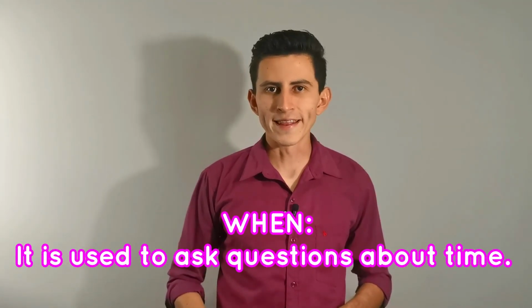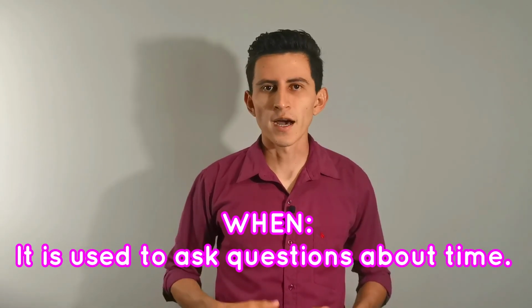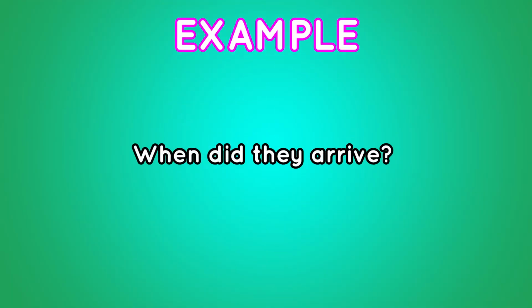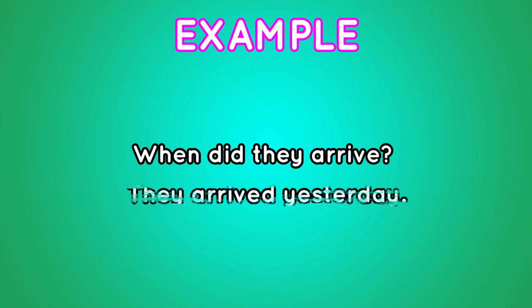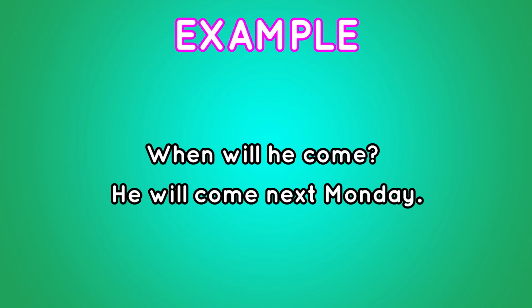Let's start with the question word when. When is used to ask questions about time. For example, when did they arrive? They arrived yesterday. When will he come? He will come next Monday. As we can see, we use this question word just to ask for time.